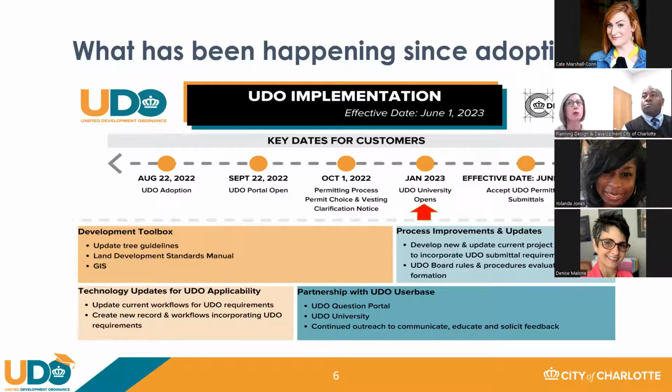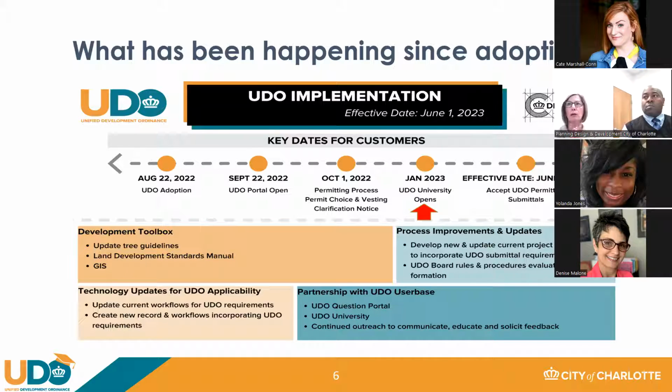So for one thing, we were working on some toolboxes. We've updated tree guidelines. We're in the process of updating the land development standards manual and our GIS layers. We do know that we have to have some process improvements and updates. So we're developing new and updating our current projects intake process to incorporate some of the UDO submittal requirements. There also needs to be an establishment of a UDO board, so those rules and procedures need to be evaluated and actually formed. We're doing massive technology updates to our database, which is called Accela. We're updating current workflows for these UDO requirements, and we also need to create some new records and workflows to incorporate, again, all these requirements.